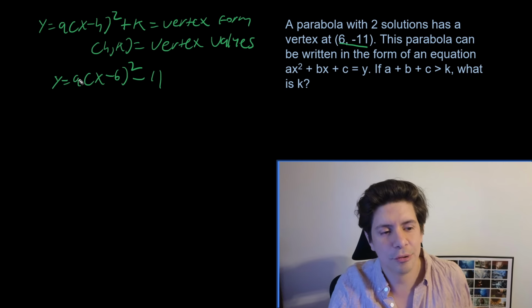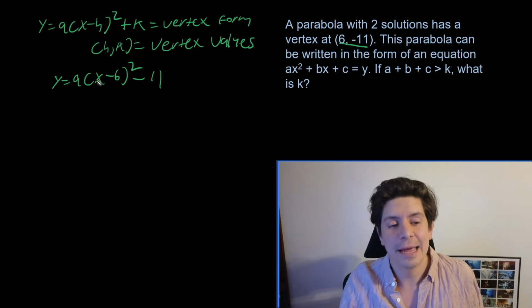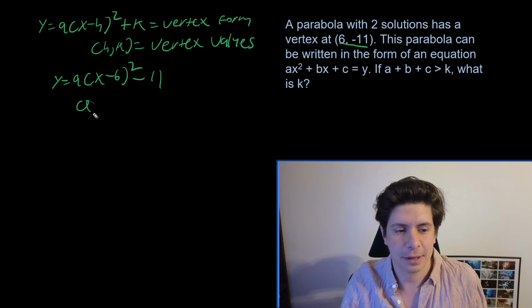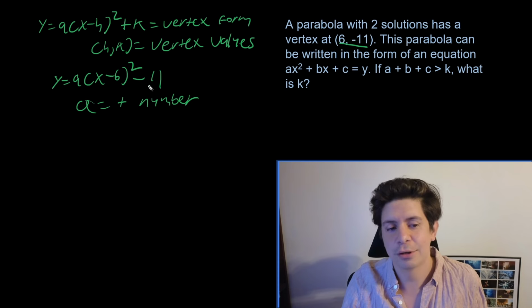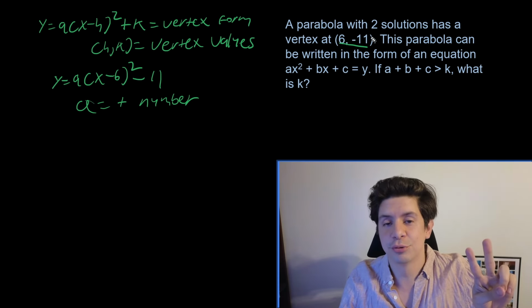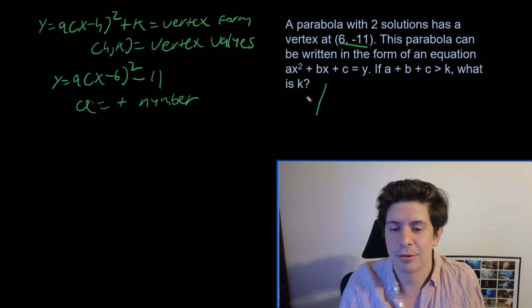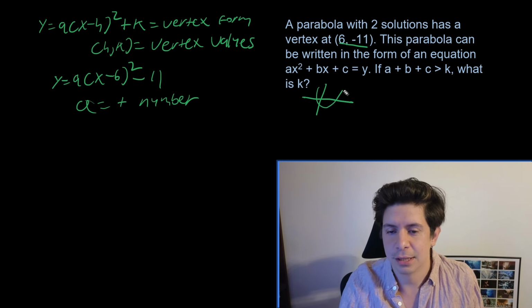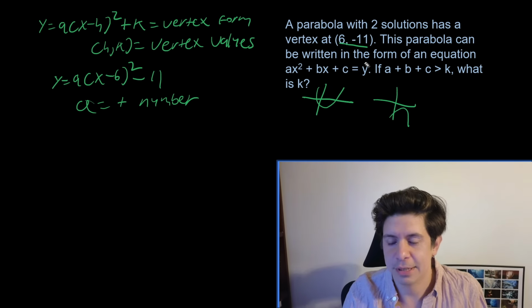Now, what do we know about a? This is important. This is the key to the question. A has to be positive. A equals a positive number. Why? How do we know that? Because the vertex is below the x-axis and we have two solutions. So that means it must cross the x-axis twice. So drawing that out, that would look something like this, right? If it was negative, it would be like this and it would never cross. So that can't be it right there.